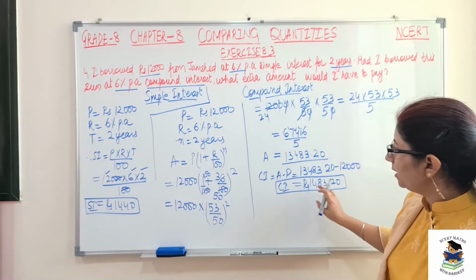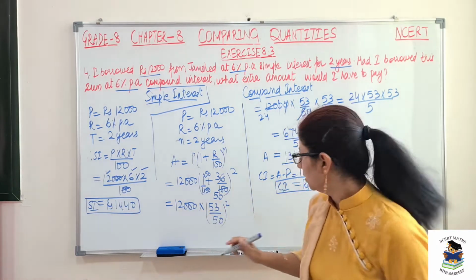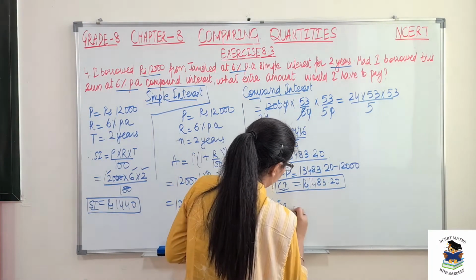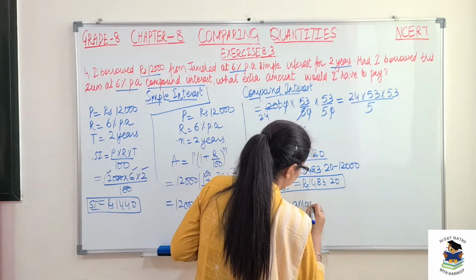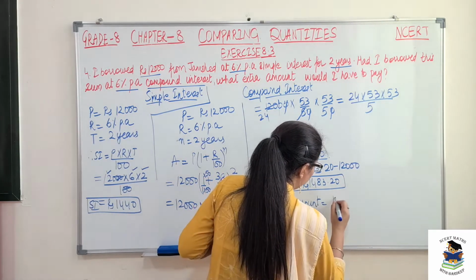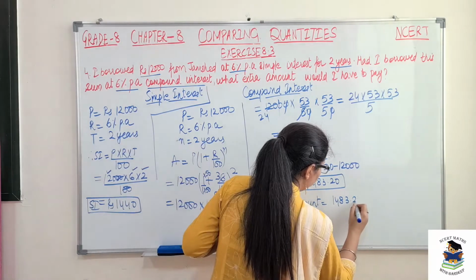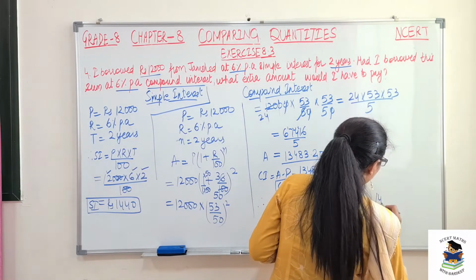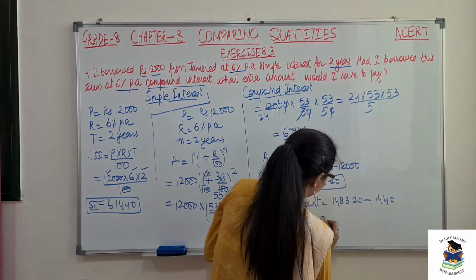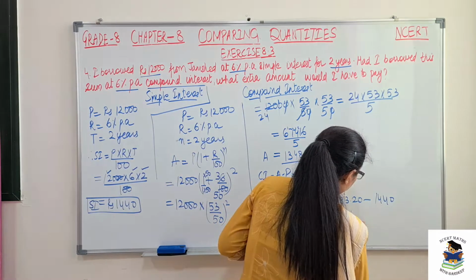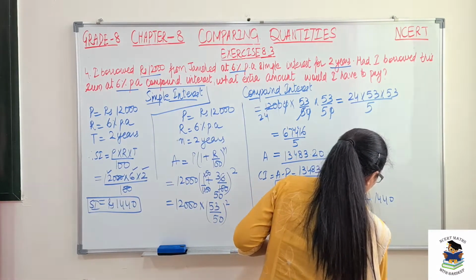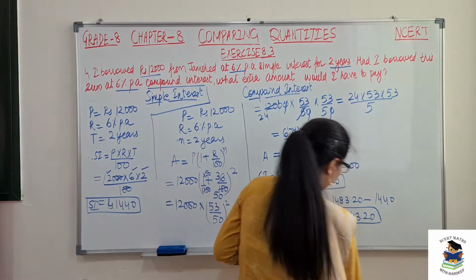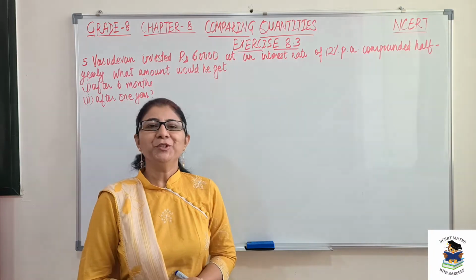So the question was what extra amount should be paid. So the extra amount is this minus this. So we will say therefore the extra amount is equal to 1483.20 minus 1440. So we will get rupees 43.20. Okay. I hope question number 4 is clear now.